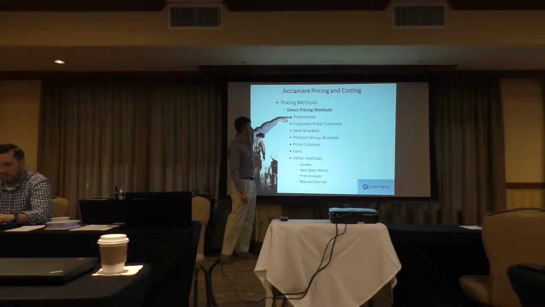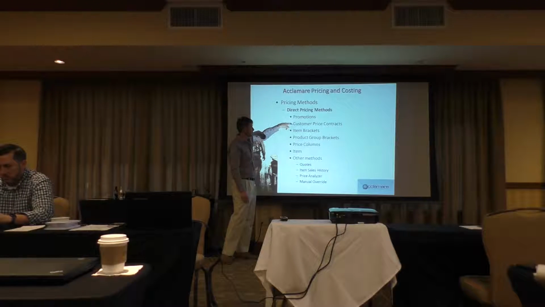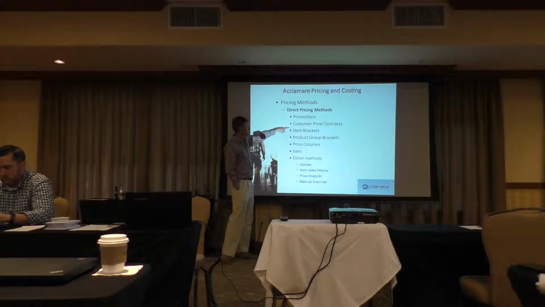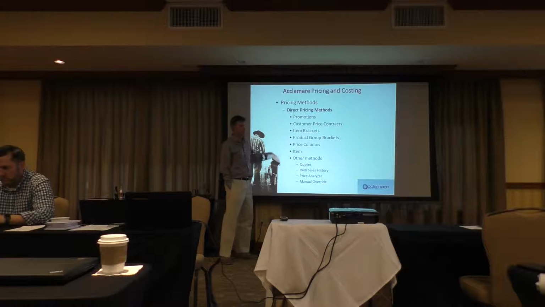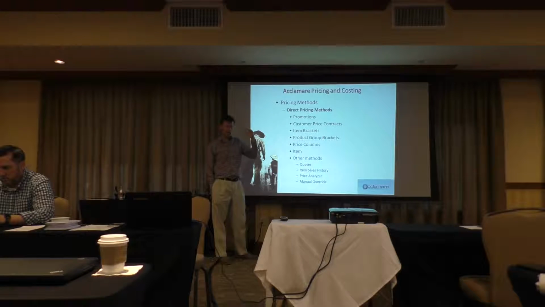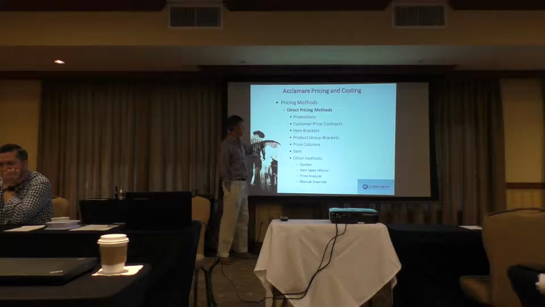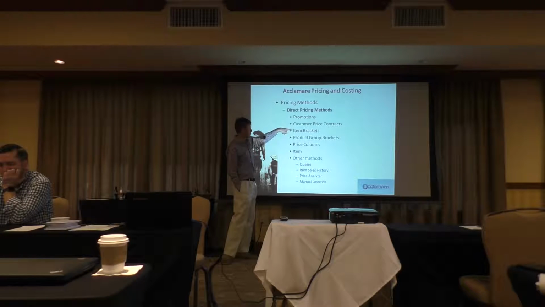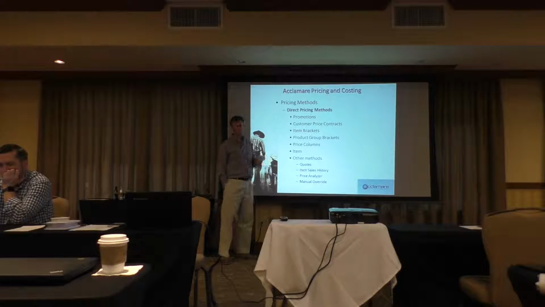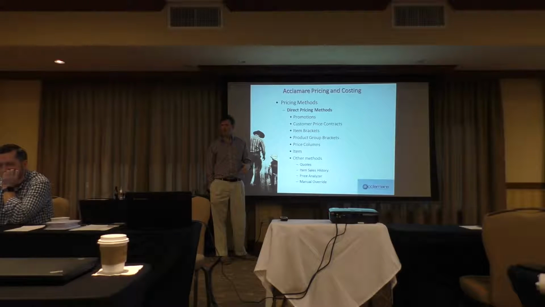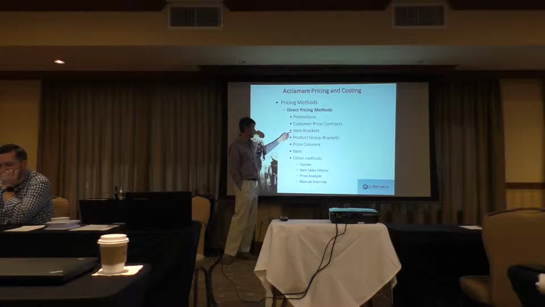But just in terms of order, we go promotions, then customer price contracts. Again, we'll look at these because they're so flexible and there's so much to them. Then we go to item brackets. At the item level itself, if you have a bracket structure, buy 1, this is your price, buy 12, this is your price, then that would come next. Product groups, more general than the item bracket specific pricing, would come next.